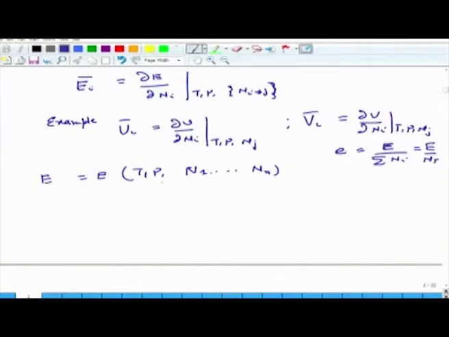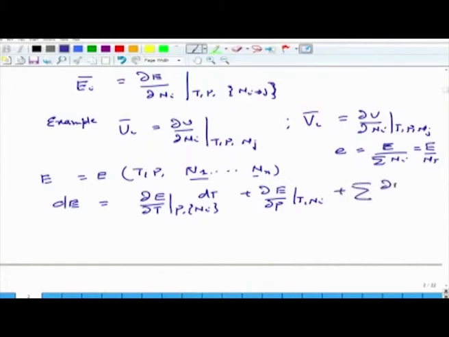So, let me write E, which is a function of T, P and the moles of the different components. dE is, of course, going to be taken with partial derivatives: del E by del T at P and Ni, dT, plus del E by del P at T and Ni, dP, plus the summation of del E by del Ni at T, P and Nj, such that j is not equal to i.